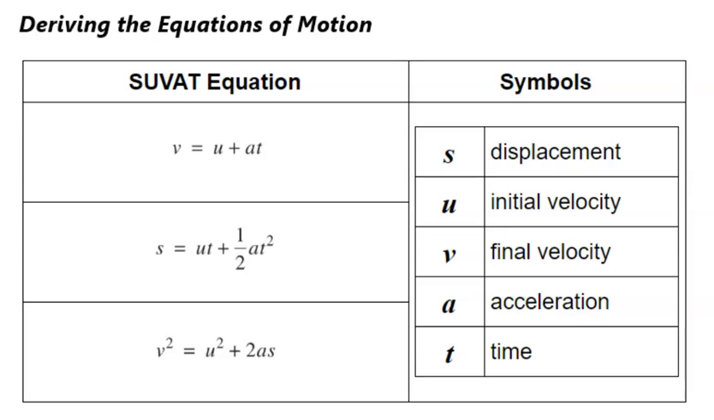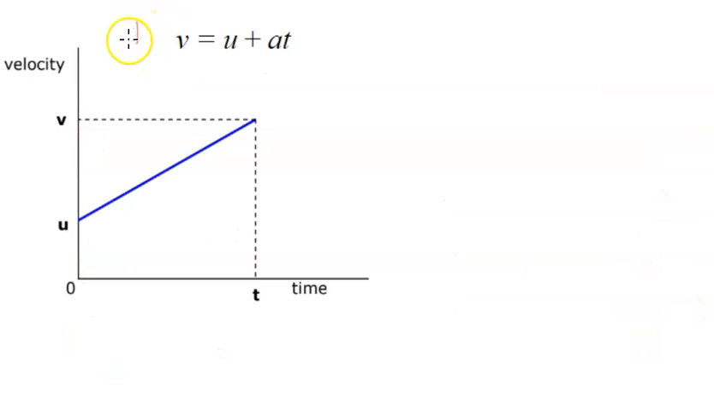In this video, we'll derive the three equations of motion from the physics syllabus. Equation 1, equation 2, and equation 3. Make sure that you're familiar with the symbols used for the variables in these equations. We'll start with equation 1.